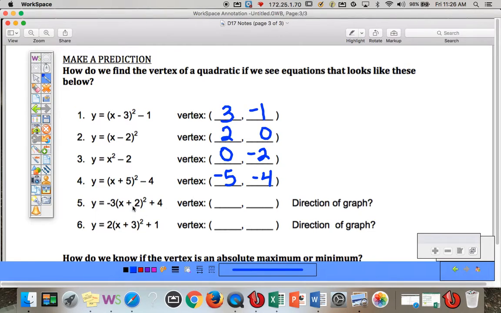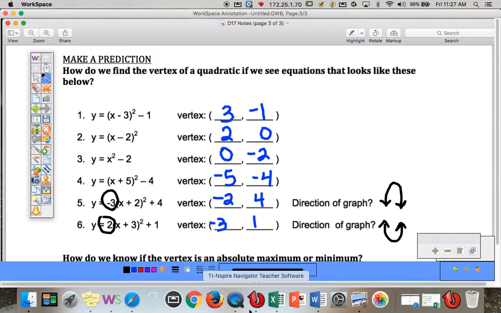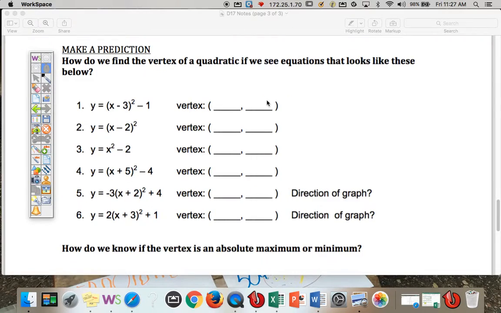We can try graphing these and see if these numbers affect the graph, and they affect the direction of the graph. So here the vertex would be negative 2, 4, and here the vertex would be negative 3, 1. But the direction of this, the minus will make it go downward, and the positive 2 will make it go upward. Okay, so summary, if you have something in the parentheses, the vertex will be the opposite. If it's on the outside, the number will stay the same.